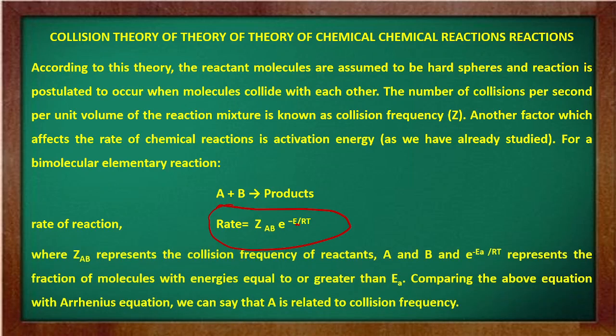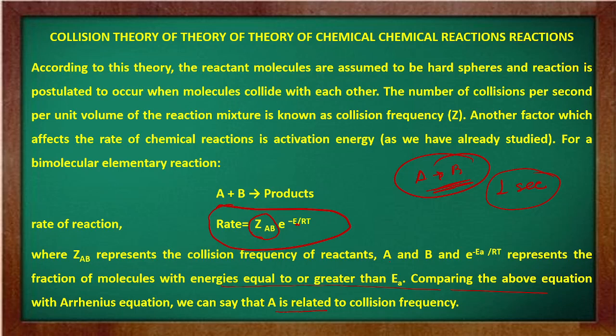So where ZAB represents the collision frequency of the reactants, that means the frequency of how many times A and B collide with each other in 1 second. In 1 second, how many times they are colliding with one another is given by ZAB, and e to the power minus Ea by RT represents the fraction of molecules with energies equal to or greater than Ea. Comparing the above equation with Arrhenius, we can say that Ea is related to it. Now see, what was in the Arrhenius equation? What was your Arrhenius equation?